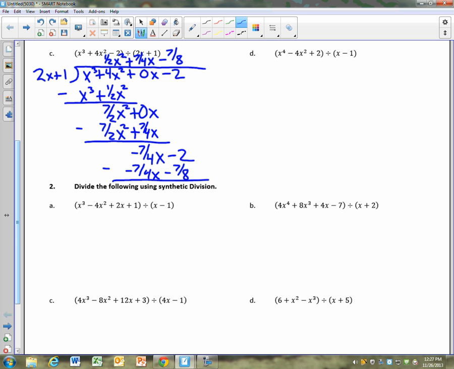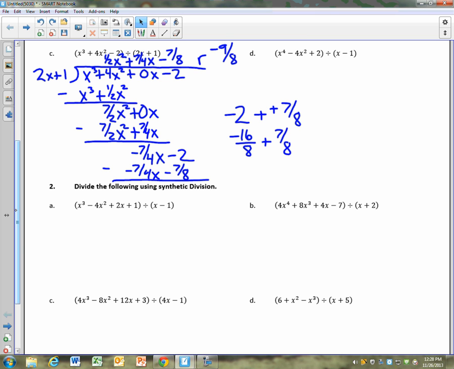Negative 7/4 x minus negative 7/4 x is 0. Negative 2 minus negative 7/8, very good, is going to be, add the opposite. So negative 16/8 plus 7/8 is a remainder of negative 9/8.